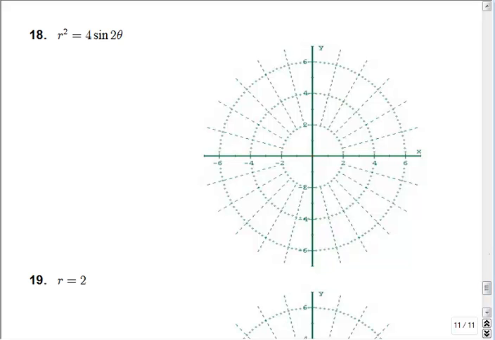All right, our next example here is slightly more challenging. This has the form r squared equals a squared sine of 2 theta. So this is going to be a lemniscate.